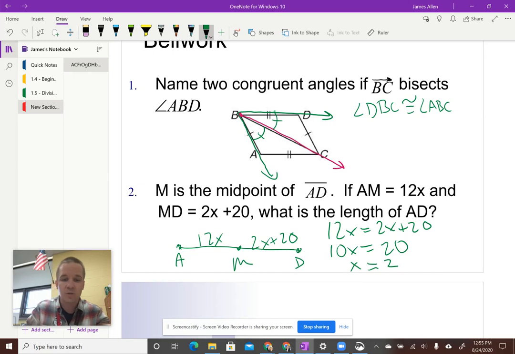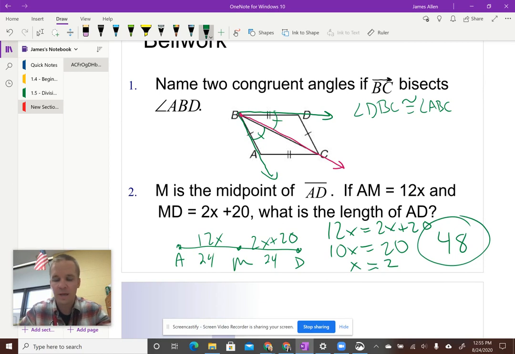Well, if I plug in 2 for x in AM, I would get 24 here. And it would make sense that, again, I get 24 here. So 48 for my total length.